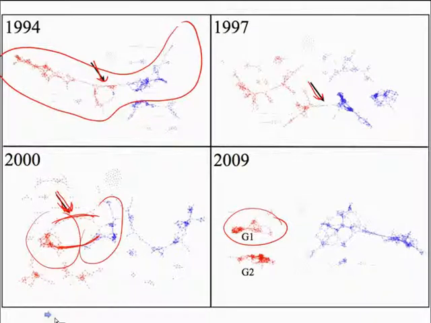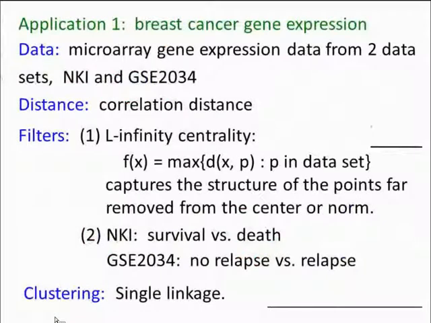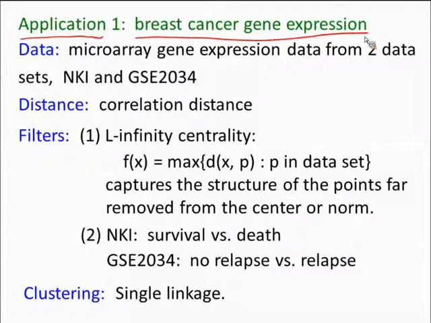Let's take a look at our main interest, and that is, well, my main interest is biology, so application 1, and it was the main thing in the paper, is the breast cancer gene expression. So what we do here is microarray data, and we'll take a look more at what microarray data is soon. We will compare two data sets, so we'll be able to see that the pictures from two very different data sets actually do look fairly similar.